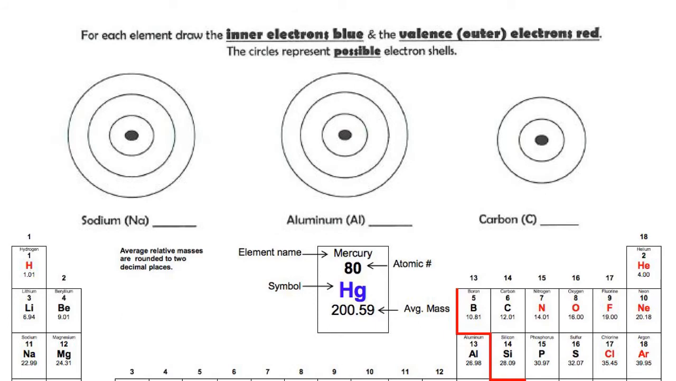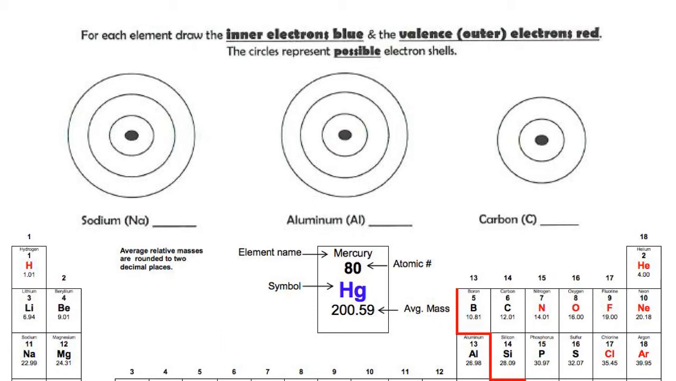So we're going to look at Bohr models. Bohr models are really important because they tell us important information about atoms. So we're going to do the first one together, and I'm going to walk through it pretty slowly. The first one asks us to look at sodium.